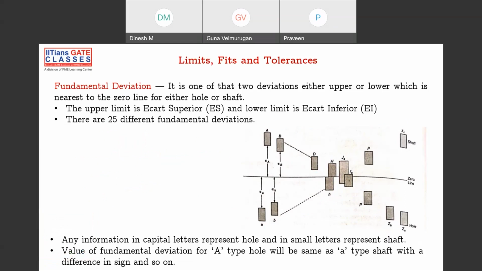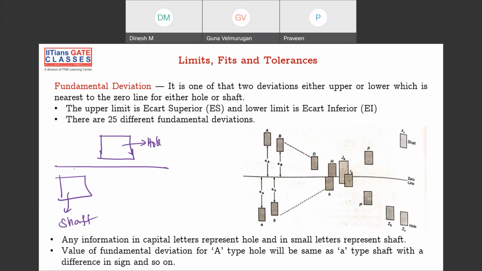Okay, fine. Now we'll discuss fundamental deviation. What is fundamental deviation? Fundamental deviation is nothing but one of the two deviations, either upper or lower, which is nearest to the zero line. So if you see the nearest value, you take the dimensions like this. This is for the hole and this is for the shaft, let's say.